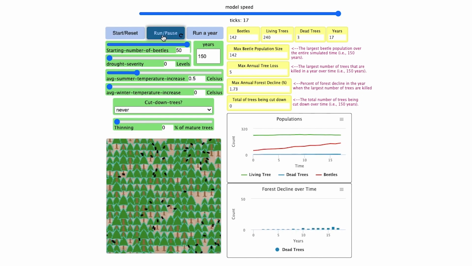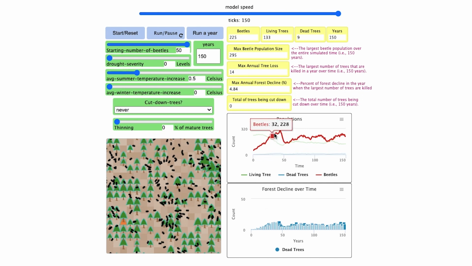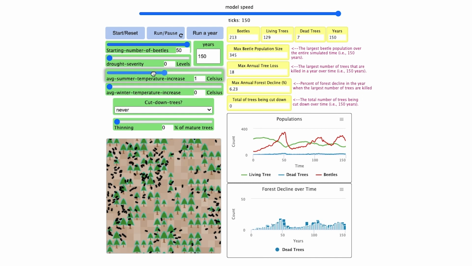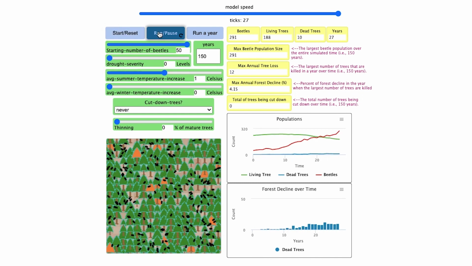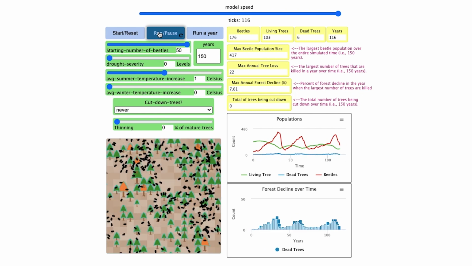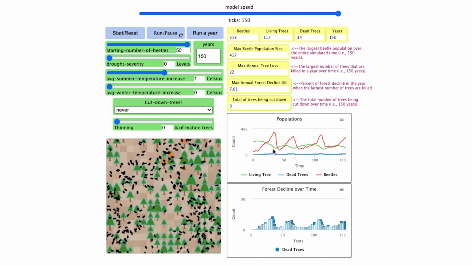Let's run another trial. Now we have 1 clear outbreak, then it seems to be followed by a long-lasting outbreak. If we look into the beetle population, forest decline, and the number of dead trees, then we seem to have the 3rd outbreak at the end. So 3 outbreaks again. We will stick with these rules. Set the temperature increase as 1 degree Celsius. Run the model. Now we get 1, 2, 3, and 4 outbreaks. We also see larger bark beetle populations and more dead trees.